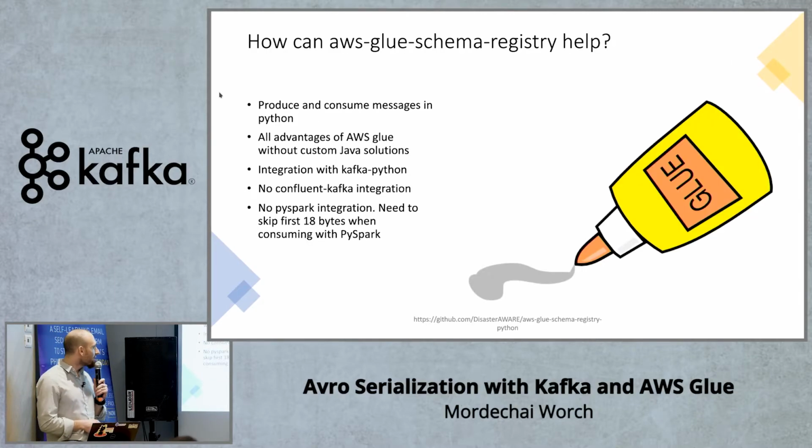Okay, so this is how AWS Glue Schema Registry helps. It's a Python library that allows you to integrate with AWS Schema Registry. It's maintained by Disaster Aware, thank God. It allows you to produce and consume messages in Python, with all the advantages of AWS Glue without their custom Java solution, and it integrates nicely with Kafka Python, which is the popular Python Kafka client.